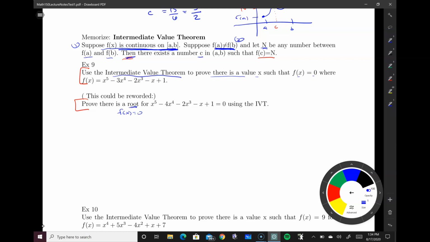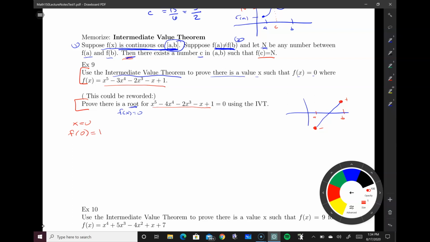First off, I need to pick a closed interval. I need to have an interval that I'm going to start and end at. What I'd like to do is show that this function crosses the x-axis. So I'll put letter A where the y value is negative, and I want to find a letter B where the y value is positive, right? I'm going to start off with x equals 0, just because it's a nice easy number. If I use x equals 0 in here, I get f of 0 is positive 1.